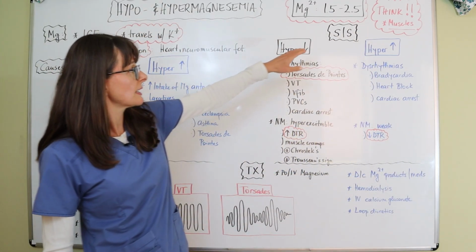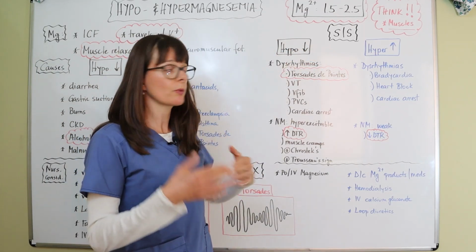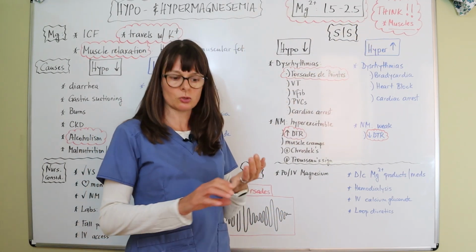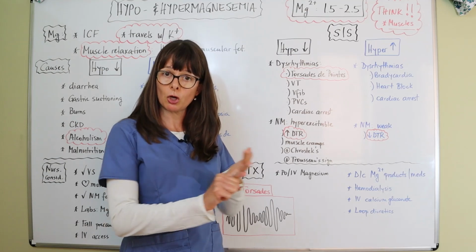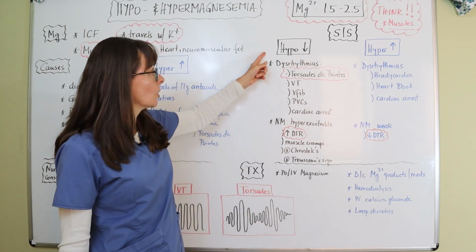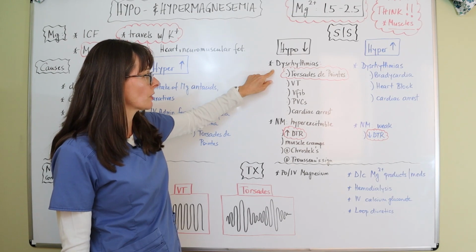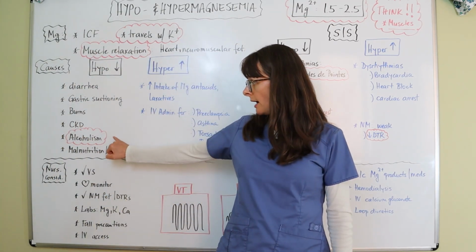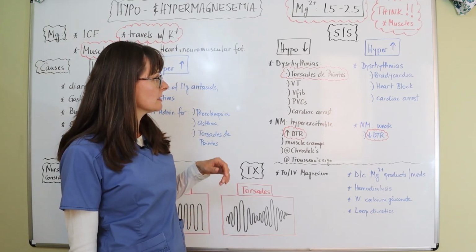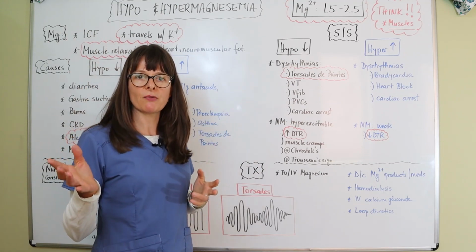So then in terms of signs and symptoms, because we know magnesium helps with muscle relaxation, we always have to think about muscles when we think about signs and symptoms. Again, those are muscles of the cardiac tissue as well as skeletal and smooth muscles. So for low magnesium levels, it can cause dysrhythmias. Over here we said that patients with alcoholism can have chronically low levels of magnesium. And torsades de pointes is a special kind of arrhythmia.